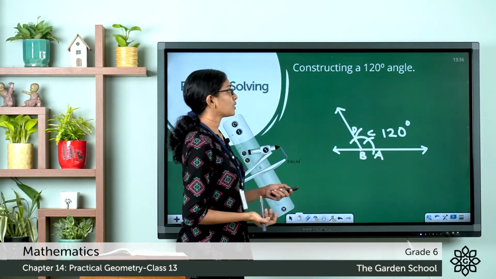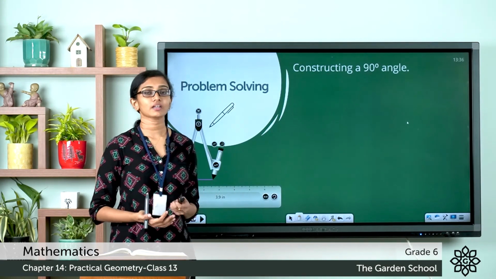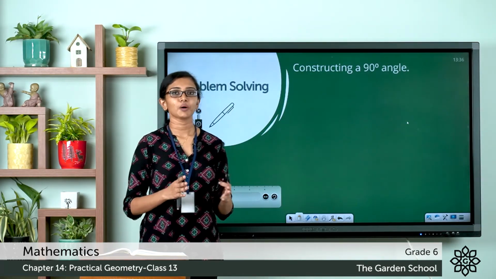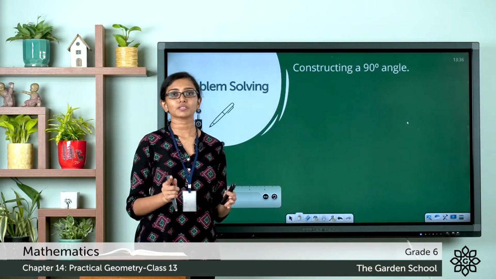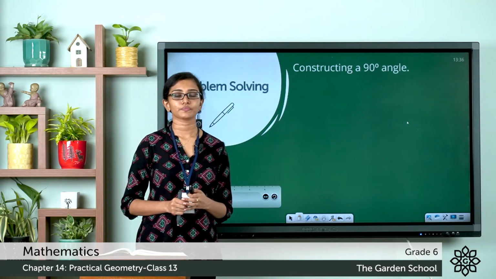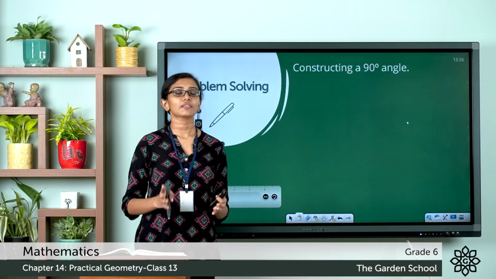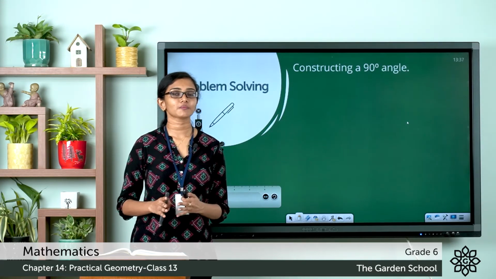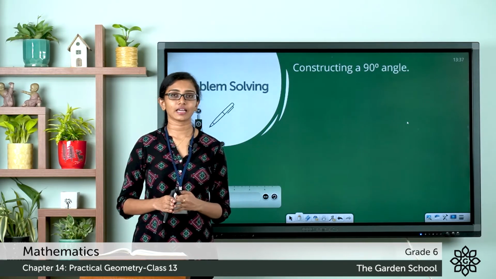Now let's see how we can construct a 90 degree angle or a right angle. The steps are similar to drawing a perpendicular to a line passing through a given point on the line. So this is just another way of drawing a perpendicular to a given line. You can use both methods to construct a 90 degree angle.